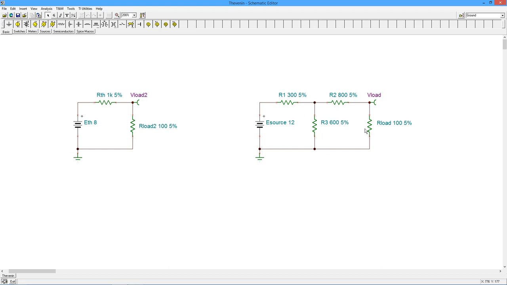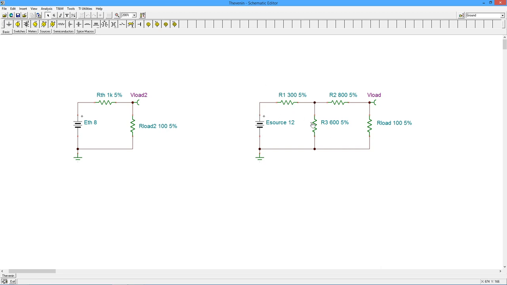Well, if I remove this, this is an open. So there's going to be no current flowing out here. This is an open, so there's no drop across R2. In other words, the voltage here at V load is the same as the voltage at this node, because this is zero. So this reduces to just a simple voltage divider.